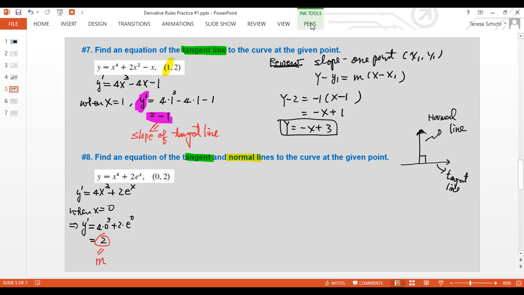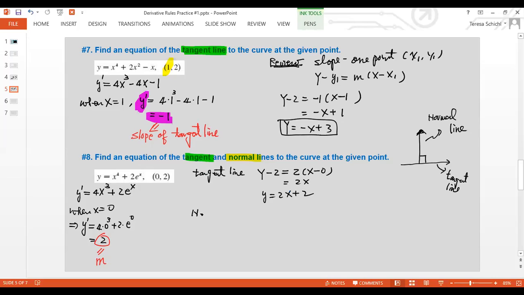So then we can use the same idea here, the tangent line for a given slope. This here is a tangent line, so we have the slope and the given point. So we have y minus 2, and the slope is 2, times x minus 0. So this is 2x. So what is the tangent line here? The tangent line will be y equals 2x plus 2.